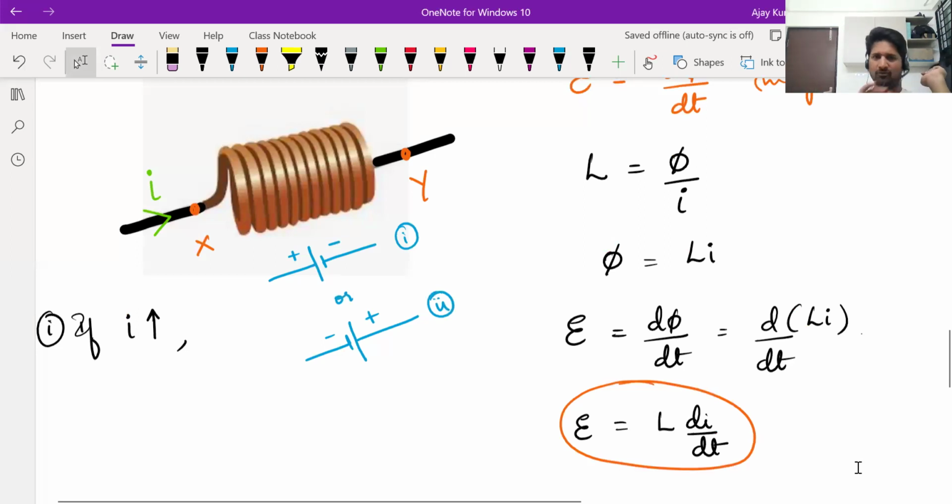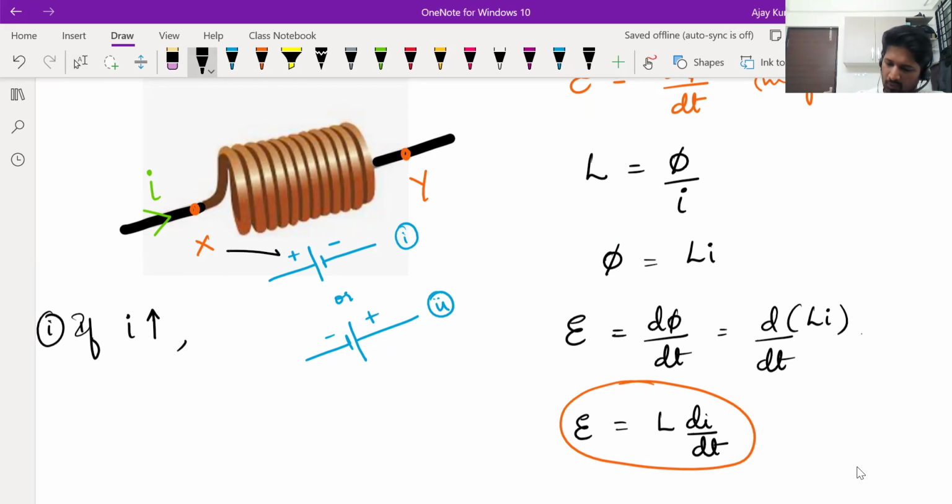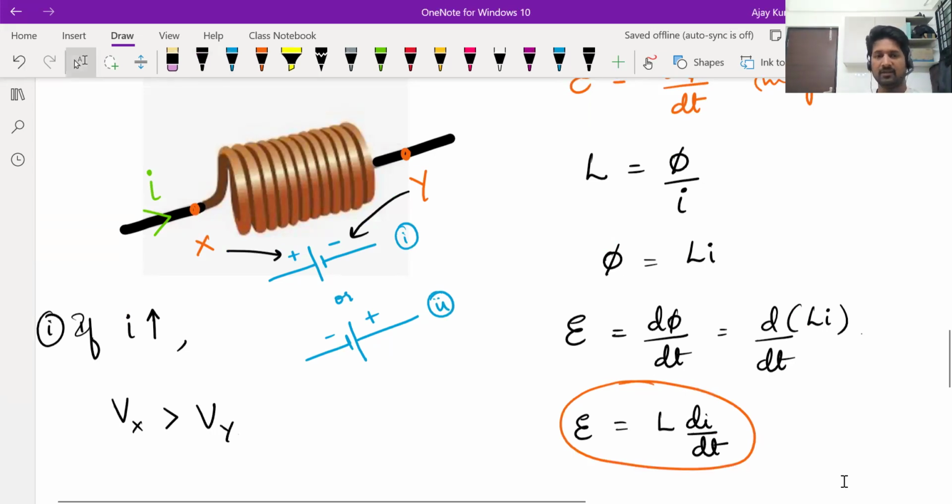Okay. It will have to oppose the current. If current is increasing, it will have to oppose. So if current is increasing, case 1 means X is at higher potential, Y is at lower potential. So potential at X will be greater than potential at Y if current is increasing.